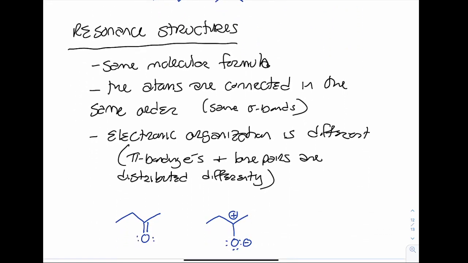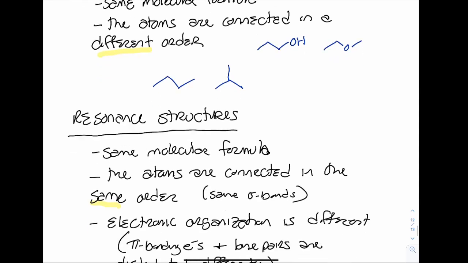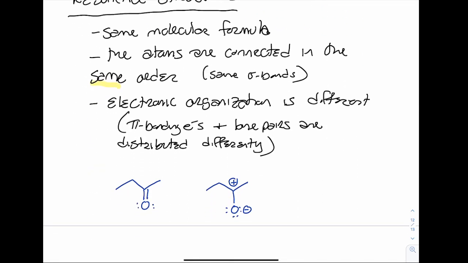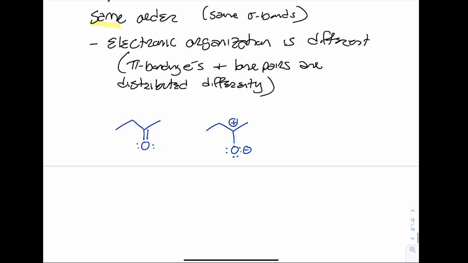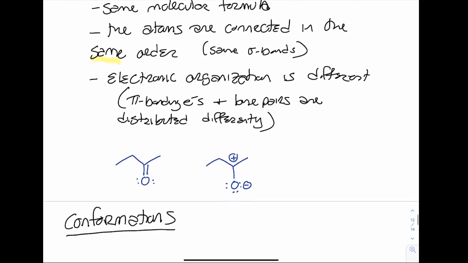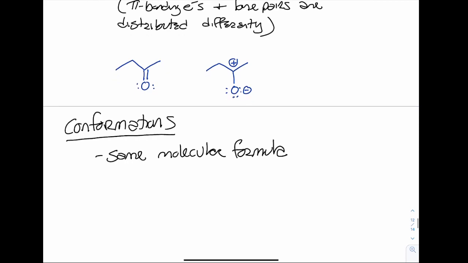Resonance, same molecular formula again. The atoms are connected in the same order versus different order. So same order. Here we have different order. But my pi bonding electrons in lone pairs are distributed differently. We added conformations. And conformations, again, are going to have the same molecular formula. They are going to have the atoms connected in the same order.